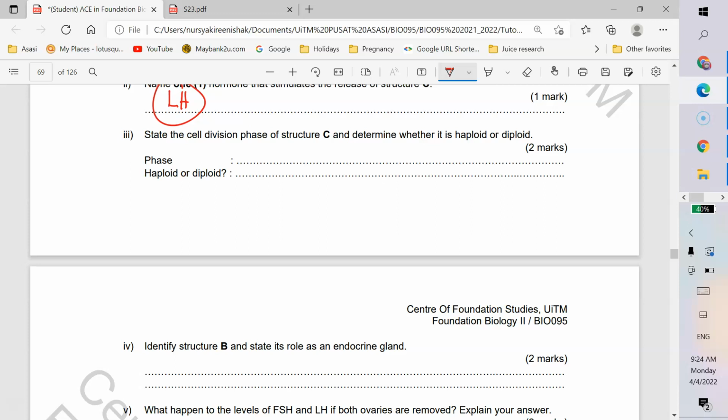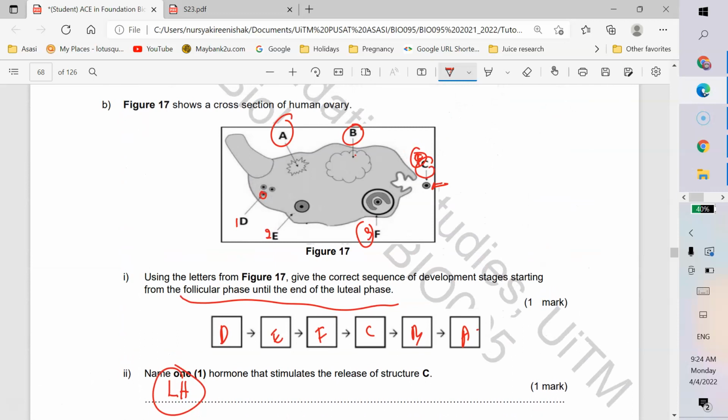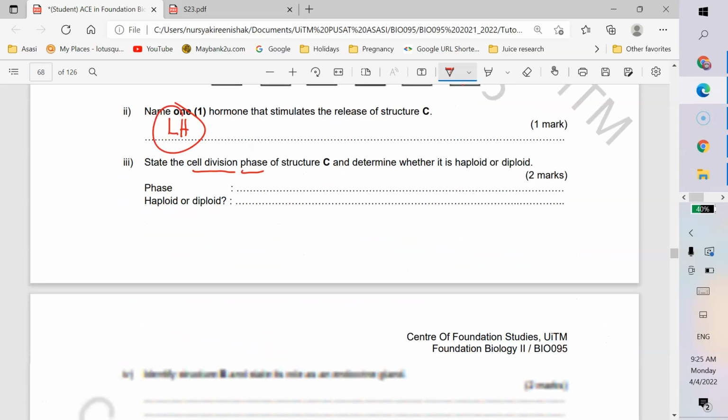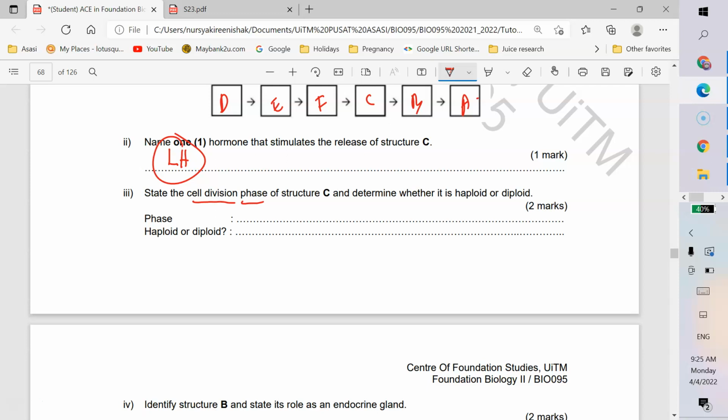State the cell division phase of structure C and determine whether it is haploid or diploid. Phase, follicular phase. It is haploid. Okay. If you look at the question, the phase here is not the ovarian cycle phase, it wants the cell division phase of structure C. What is structure C? Secondary oocyte. Secondary oocyte will stop at which phase of meiosis? Metaphase. Metaphase what? 1? Metaphase 2. Metaphase 2.